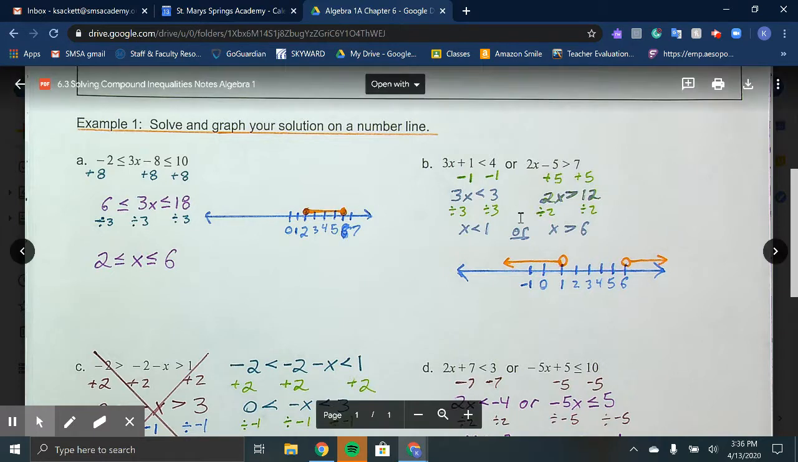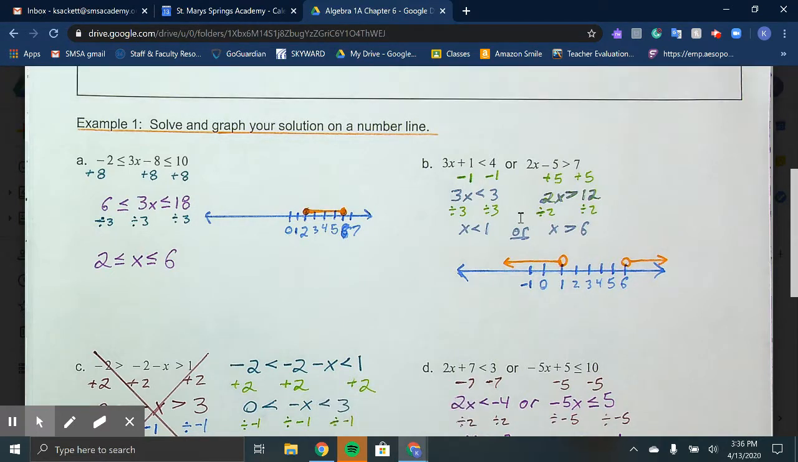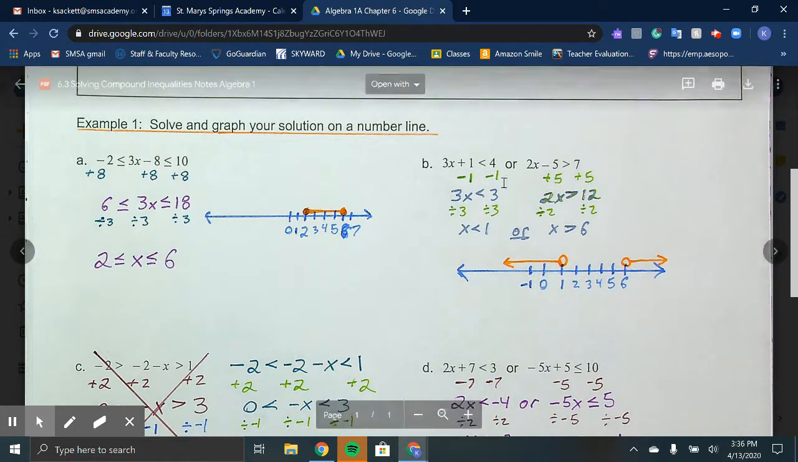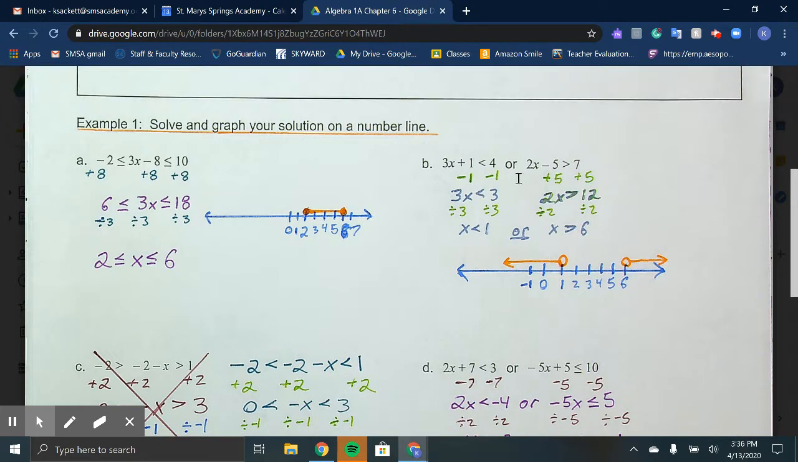For an or statement, you just solve the two inequalities separately. So in B, we have 3x plus 1 is less than 4, or 2x minus 5 is greater than 7. I'm starting with 3x plus 1 is less than 4.